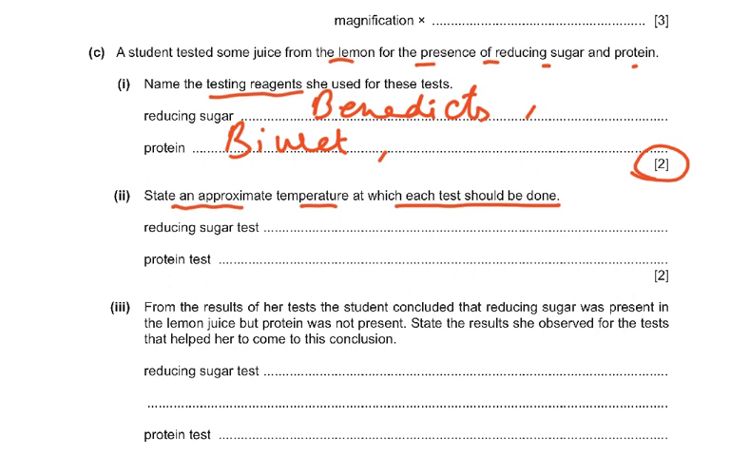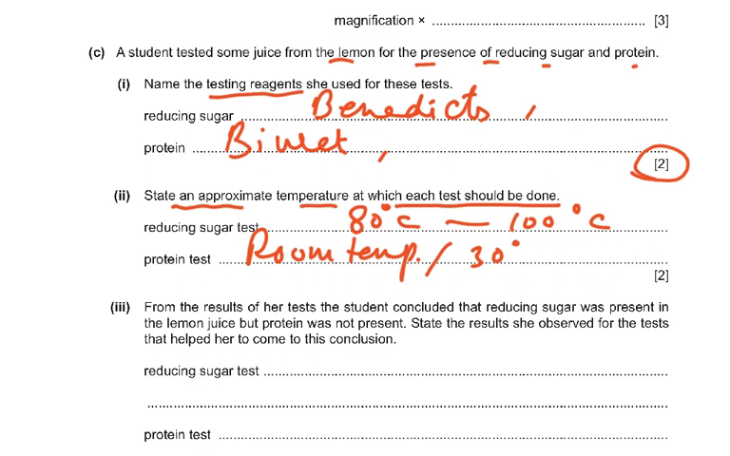Now it says state an approximate temperature at which each test should be done. Now any temperature in the reducing sugar test can be anything above 80 degrees Celsius, 80 to 100 degrees Celsius. That is the normal that we follow. So anything above 60 was fine. And in this, of course, you could have said room temperature also. In this, we have no temperature story here. Or you could have said anything below 40. So you could have said 30 degrees Celsius. Anything below 40 was fine, right?